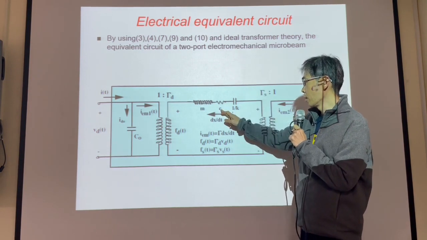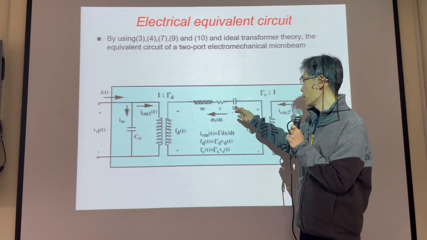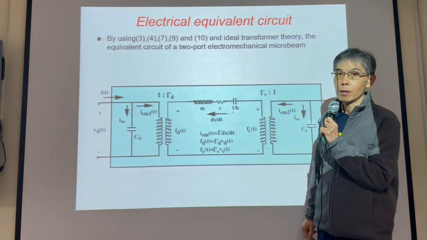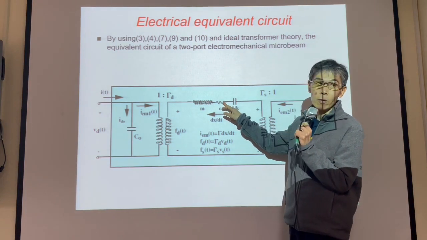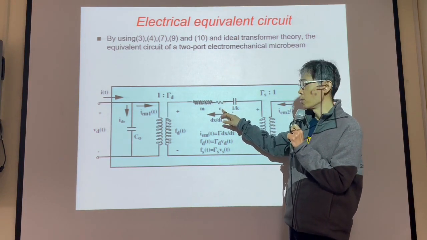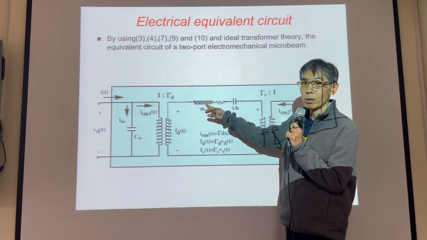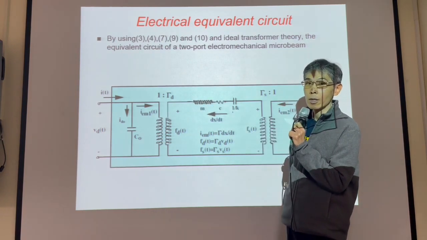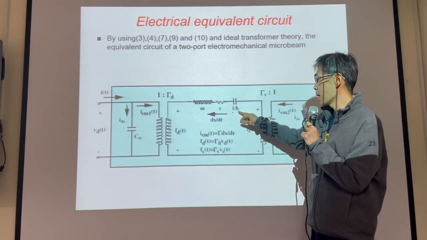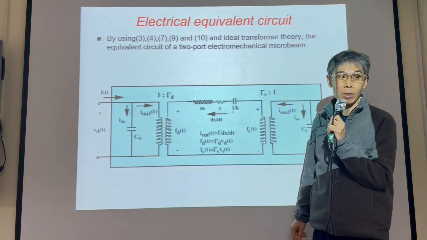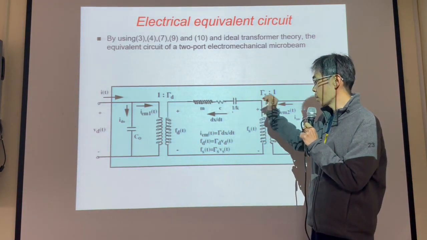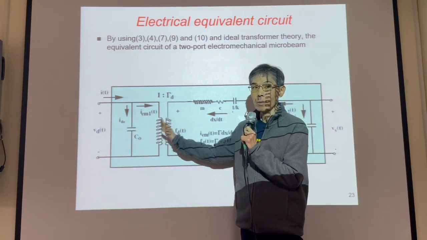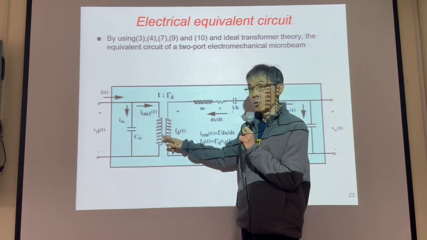We have, say, 1/k. So this is the spring. This is the damper. So the damping system can be equivalent to a resistor. The mass of the mechanical system is equivalent to the inductor of the circuit. And the spring constant K is equivalent to a capacitor with capacitance 1/k. And the interface between the electrical system and the mechanical system is a transformer.